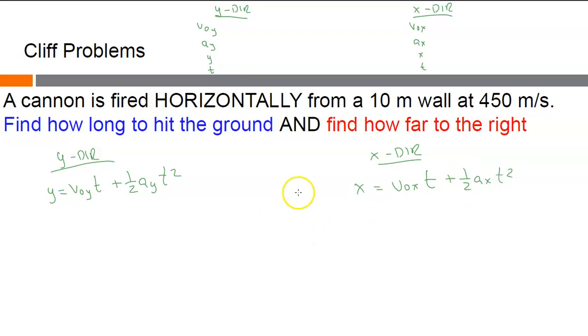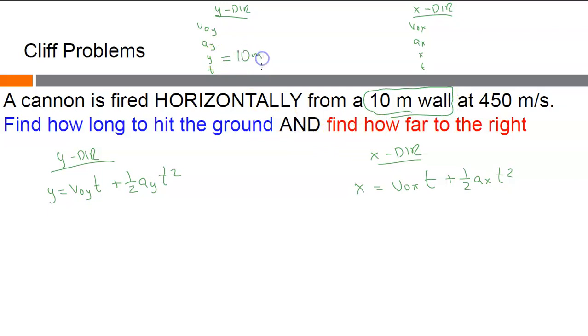All right. And you can see that those are the four variables I have up here, so I need to know as many of those as possible. And similarly in the y direction. All right. So we read the problem, we get the numbers, we figure out where to put them all. Here's a 10-meter wall. That is the height of the wall. That's going to be my y right there.